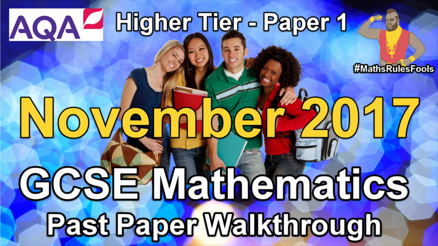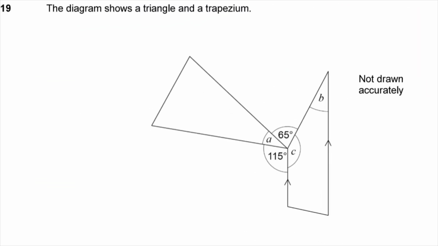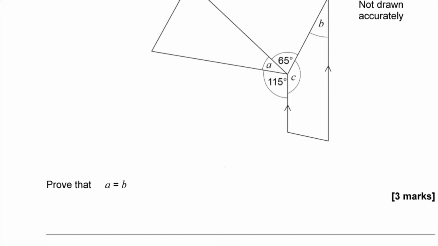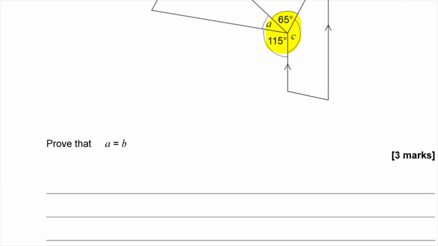And question 90. The diagram shows a triangle and a trapezium, and we need to prove that A is equal to B. Okay. Let's have a look first at this collection of angles here. Now here we've got angles at a point, and angles at a point sum to 360 degrees. So we know then that all those things together must be equal to 360. So A plus 65 plus C plus 115 degrees is going to be equal to 360.